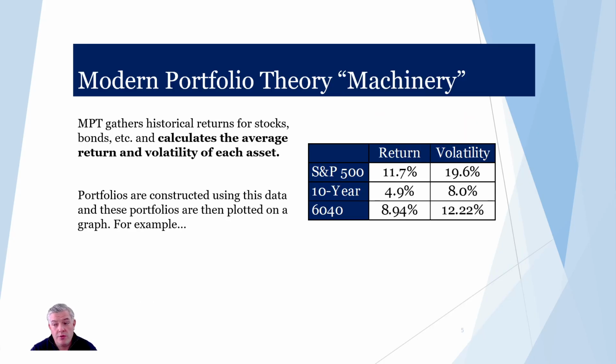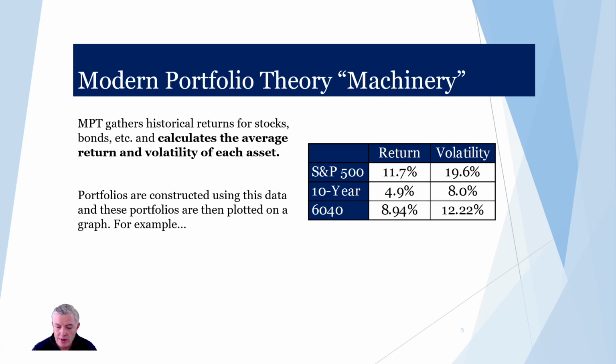Well, it starts off by finding historical returns for stocks, bonds, gold, different asset classes, and it then calculates the average return and the volatility, typically measured by standard deviation, of each asset. Once these have been put together individually or as different portfolios, you can get a little table like we see here where you have the return and the volatility.